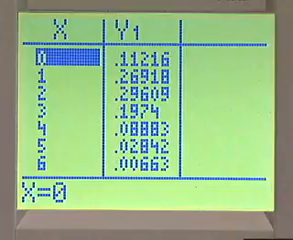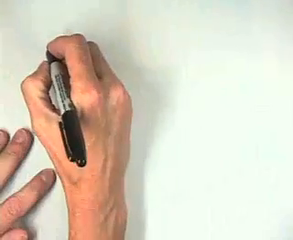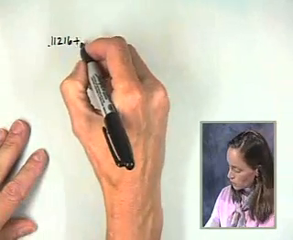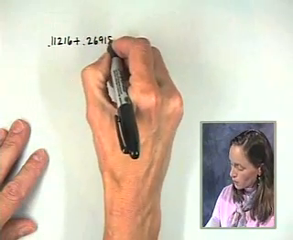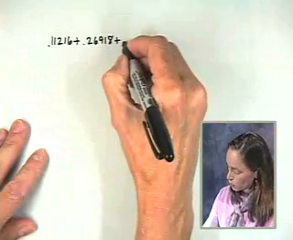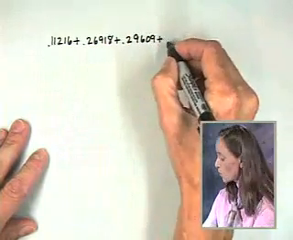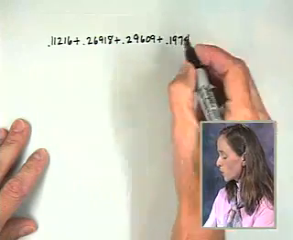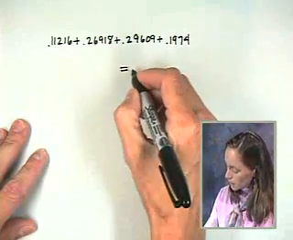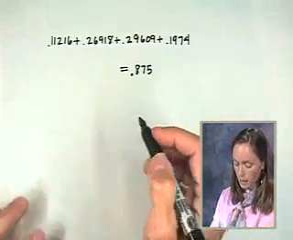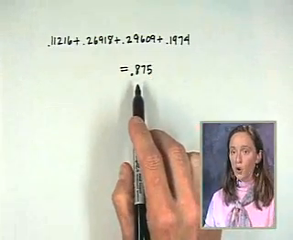Let me do that on a piece of paper. Take those 4 numbers, and here they are. I have the number 0.11216 plus 0.26918 plus 0.29609 plus 0.1974. You'll find if you add those together, we get exactly 0.875, and this is the probability of rolling no more than 3 ones.